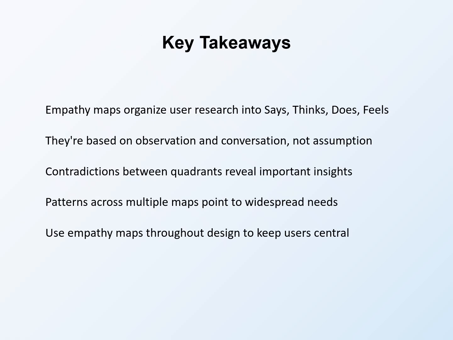Let's summarize our key takeaways. Empathy maps organize user research into four quadrants: says, thinks, does, and feels. Each captures a different dimension of user experience. They must be based on actual observation and conversation, not assumption. The power comes from real data about real people. Contradictions between quadrants reveal important insights. When what people say doesn't match what they do, that gap points to barriers and opportunities.